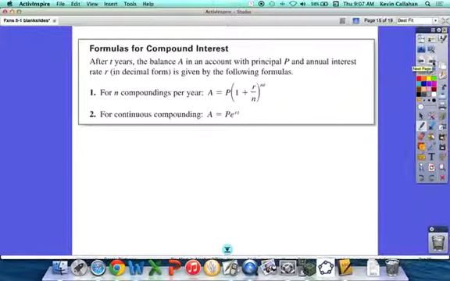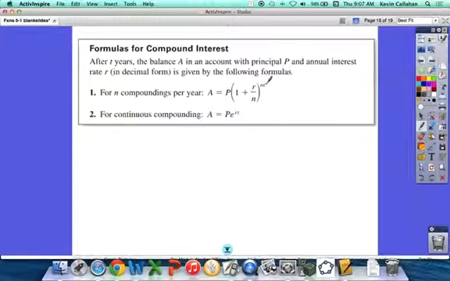This is our formula for when you have a certain number of compoundings per year. The amount equals P, the principal, times 1 plus R over N, to the N times T. Those are all things we talked about: the amount, the principal, the annual interest rate, the number of compoundings, the number of years. Okay, you'll be given the formula, but you've got to know how to plug in for it. If you increase the compounding, then you keep increasing.